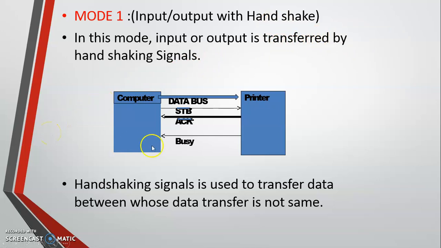So this is a diagram for the description of this mode. The data is transferred between the computer and the printer. The speed of the computer and the printer is not matched. In that condition, the computer sends the command to the printer, but the printer does not match the speed of the computer. The computer sends the handshake signal to the printer, and when the printer is ready for transferring the data, it sends a copy of the data to the computer. So without the handshaking signal, no data transfer takes place between the computer and the printer, because the speeds of both devices are not matched.